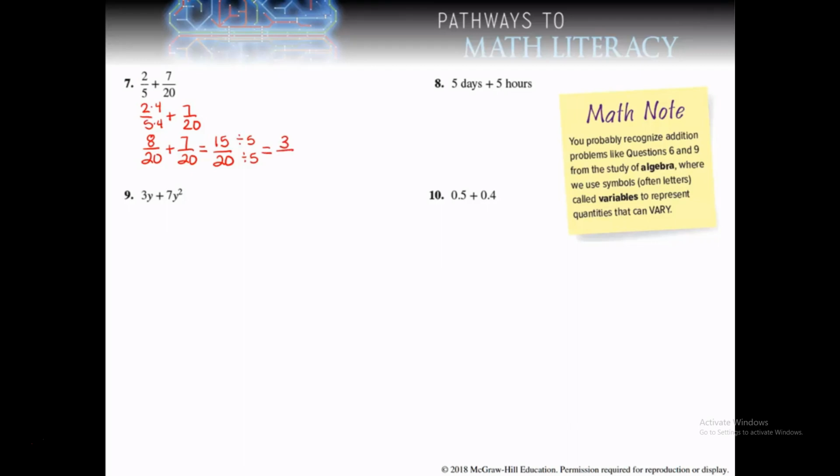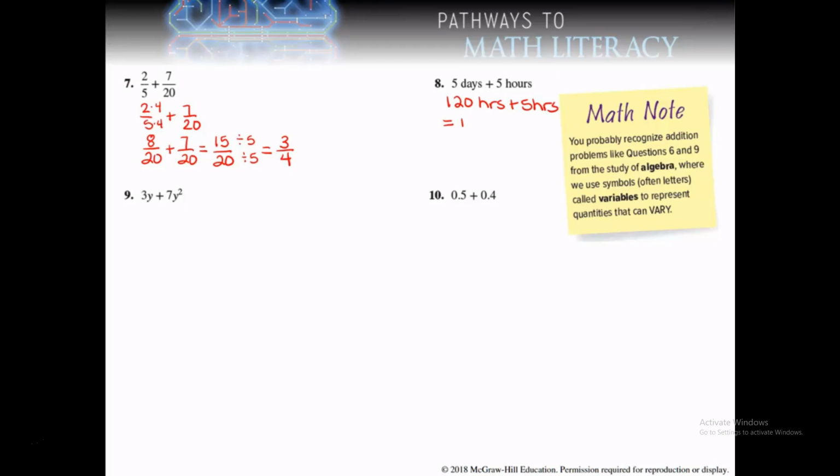In 8, 5 days and 5 hours. These aren't the same, but I can make them the same. The easier direction to go with this is probably to make them all hours. So there are 24 hours in a day, which means that in 5 days there are 120 hours. Plus 5 more hours gives me a total of 125 hours.